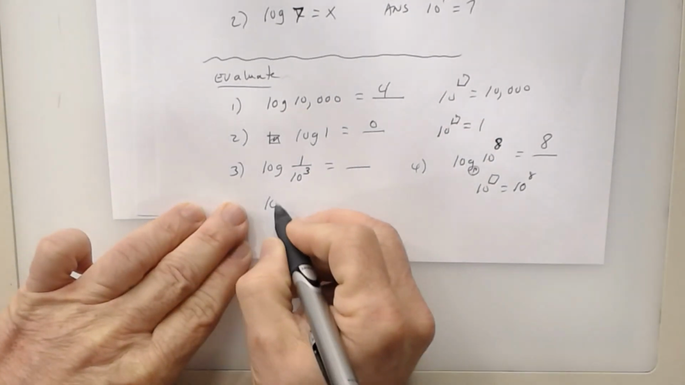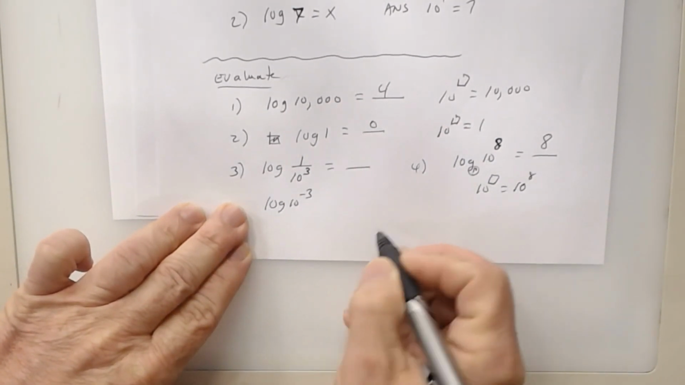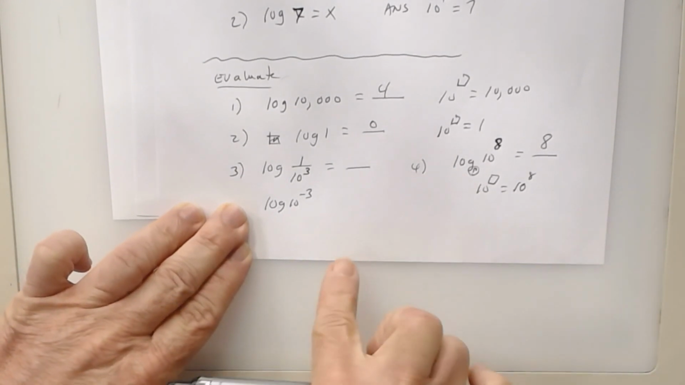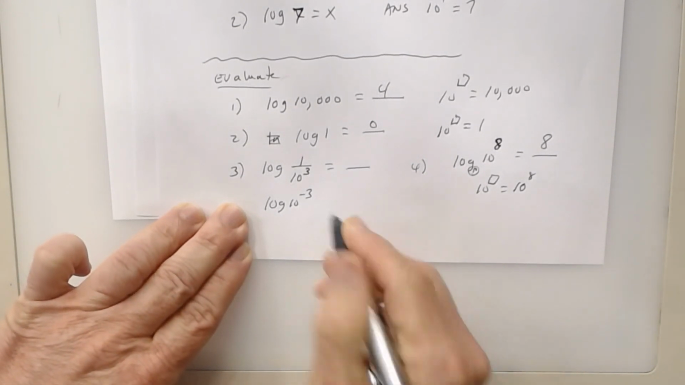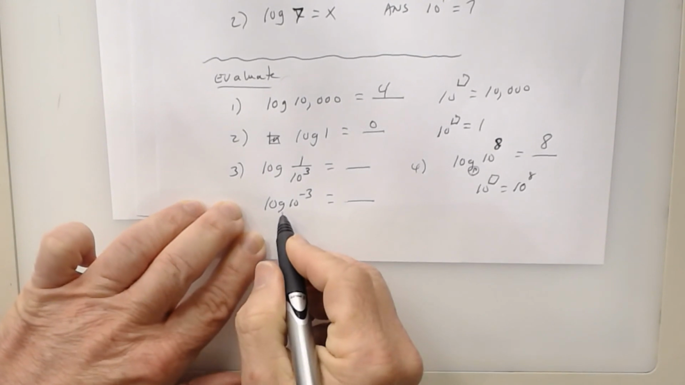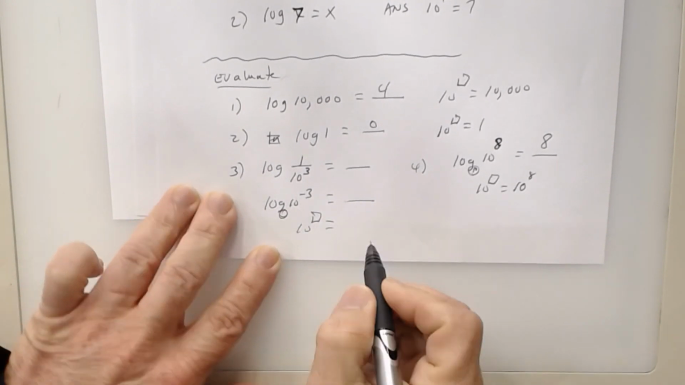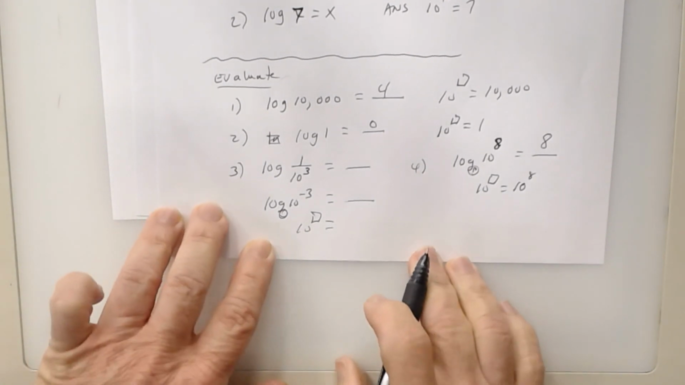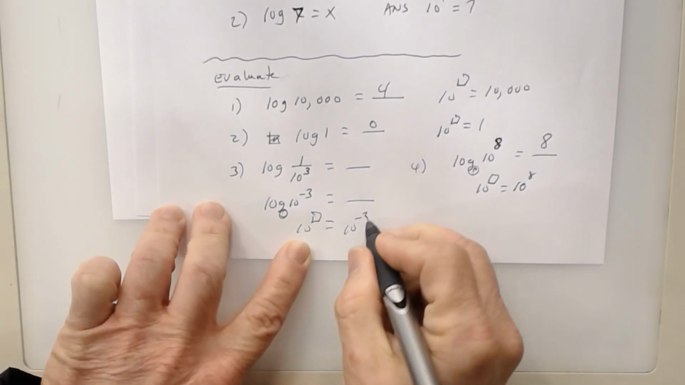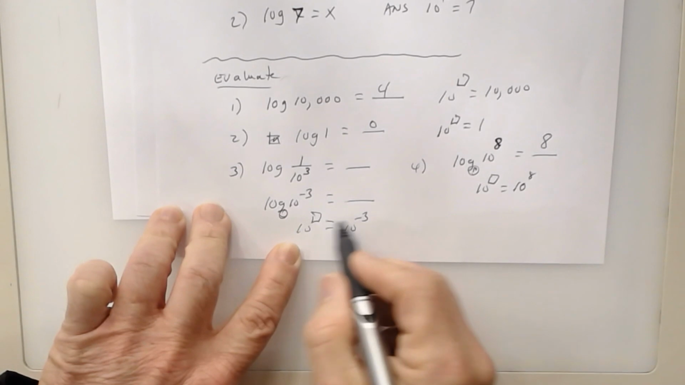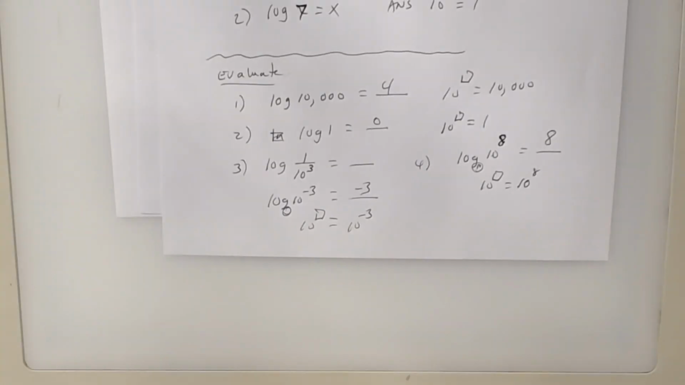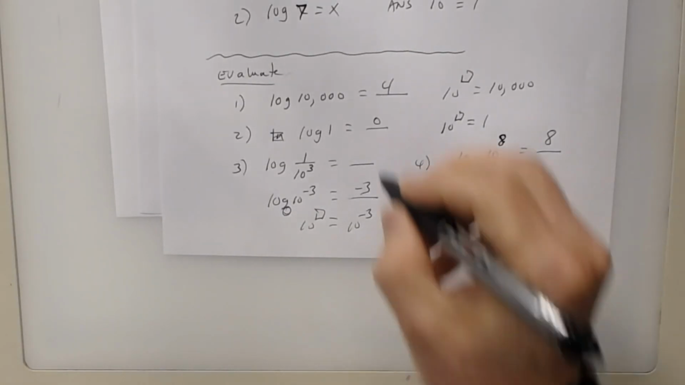So this right here is the log of 10 to the negative third. And now that looks like number 4. So what's the base right here understood to be? 10. So 10 to the box equals the argument. What's the argument? 10 to the negative third. So therefore, what's the box equal to? Negative 3.